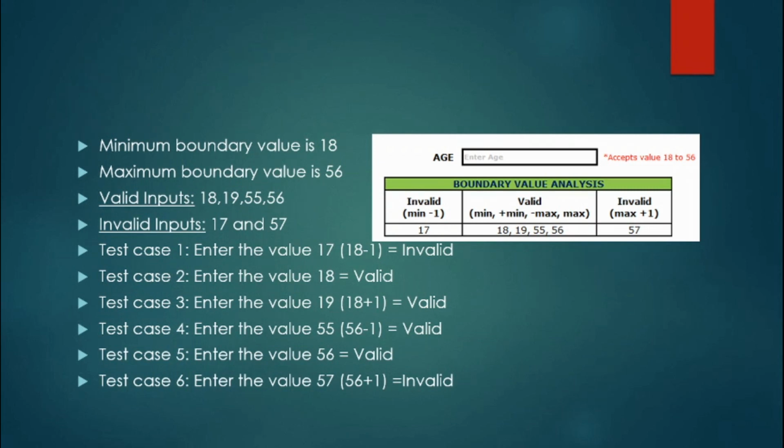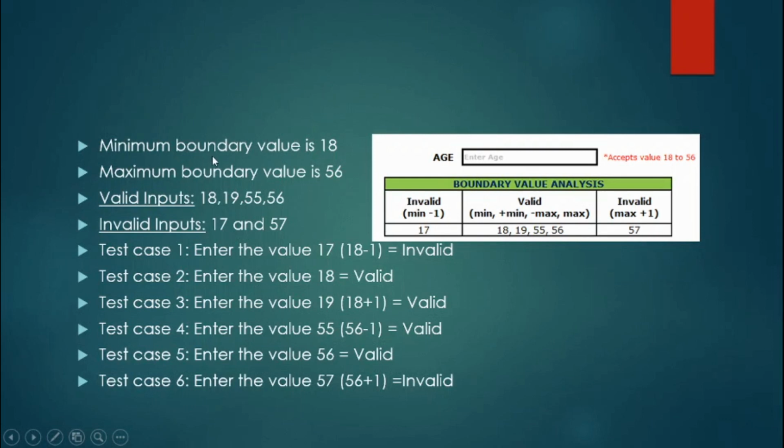In this example, you are seeing an age column where the only acceptable limit is between 18 to 56. Here you can see that we have created three different partitions. First is invalid, second is valid, third is again invalid. The valid values are the ages 18 to 56. All the ages lying between 18 to 56 come under valid, 17 comes under invalid, and 57 also comes under invalid.